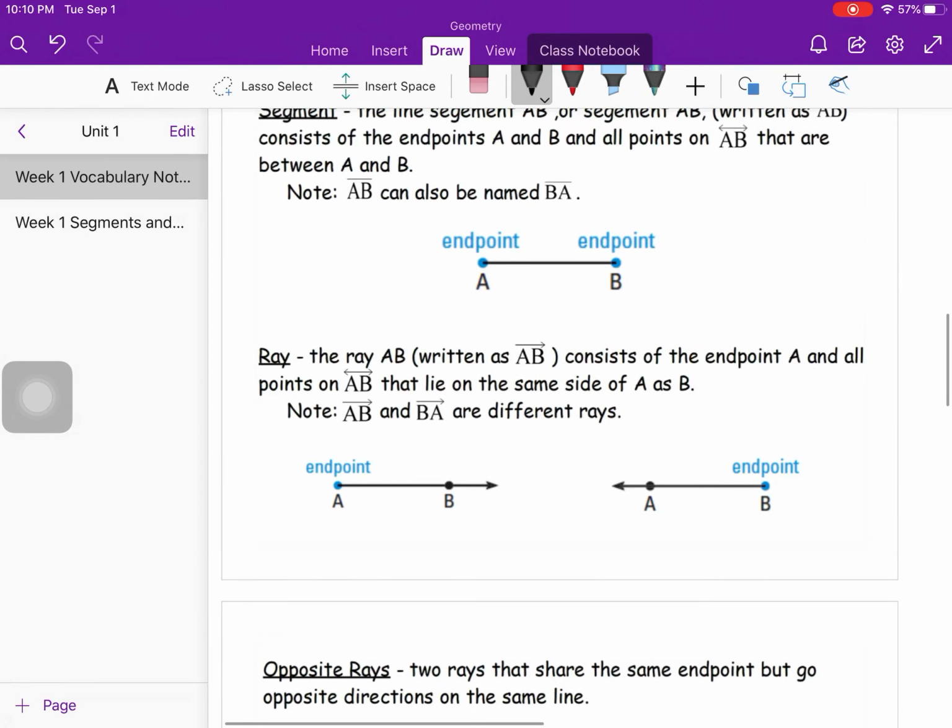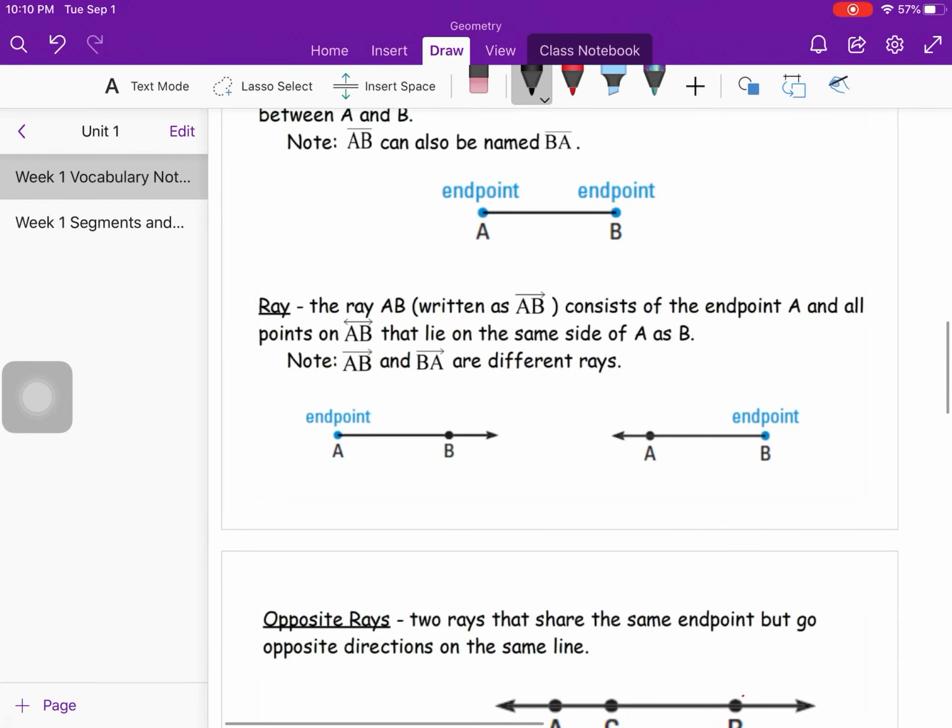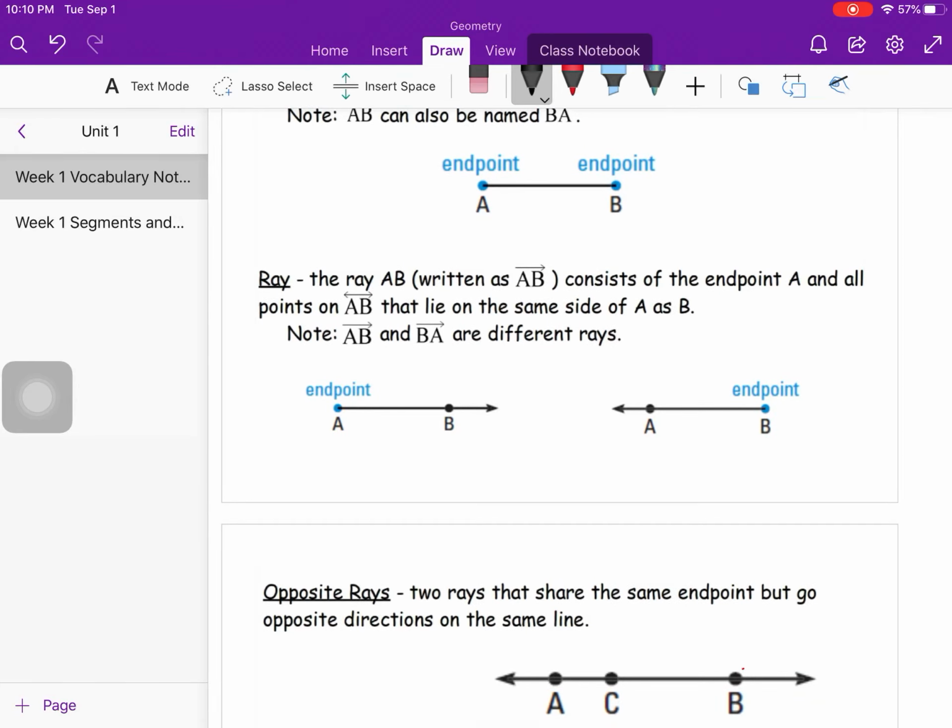Next, we have kind of a mixture of a line segment and a line, which is a ray. The ray AB, written as AB with the arrow pointing towards B, consists of the endpoint A and all points on AB that lie on the same side of A as B. Now that sounds kind of confusing, I understand. Best way to remember a ray is that one side has an endpoint and the other goes on forever and ever. And the arrow always has to follow the side that goes forever and that letter.